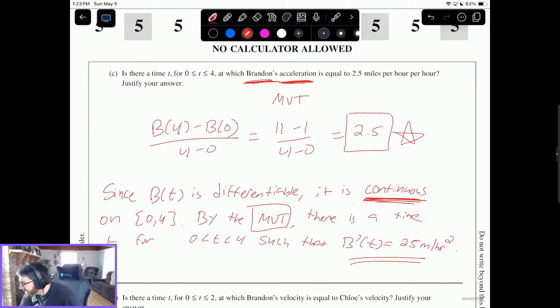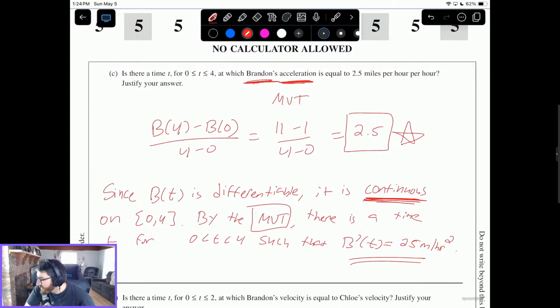Do you have to state that b of t is continuous because it's differentiable? Yes. Yes, Emma, because the function never said it was continuous. You needed to say because it's differentiable, it is continuous. Otherwise, your AP grader may have just thought that you were just saying it's continuous because you really hoped that it was continuous to do this.